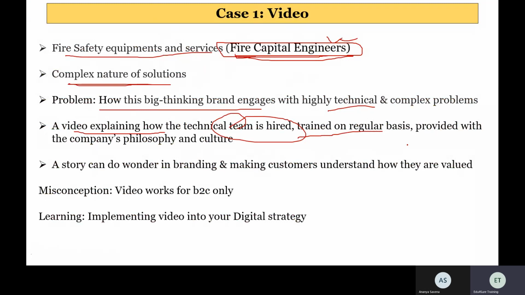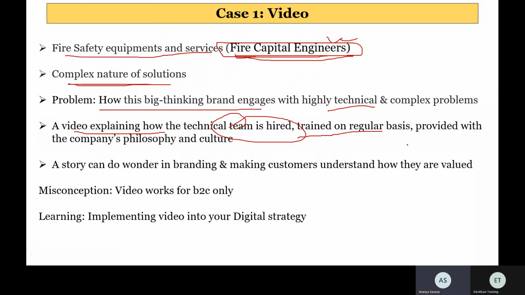You can communicate the complex nature of your solution: how you simplify it, how you hire a particular team, how you train them, how you think about your business and how you think about the people around. That is what you can mention in a video. Video is a very good way to communicate your message, because it can definitely do wonders for your branding as well, and your customer will understand how you value them.